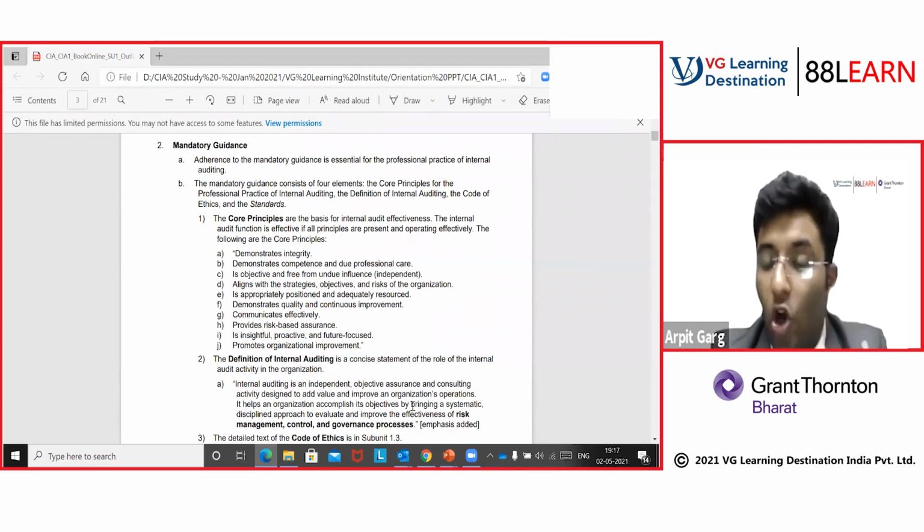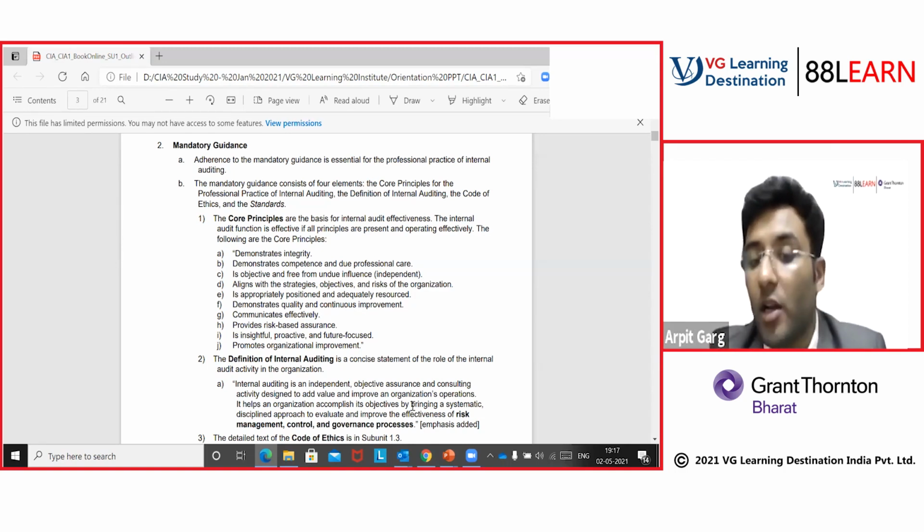Okay. So internal auditing is what? It's an independent, objective assurance and consulting activity designed to add value. So whatever we do, we try to add value and improve the organization's operations.